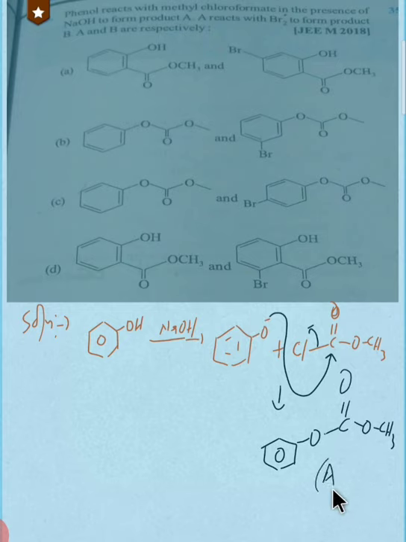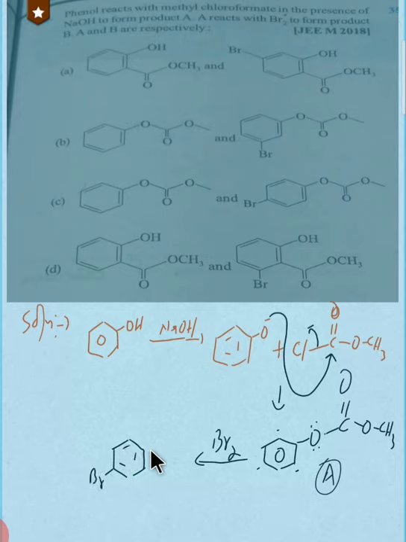This A is reacted with bromine to form product B, as given in the question. So bromination takes place. Since this oxygen has a lone pair of electrons, it will give electrons to the ortho and para positions. So the Br will be attached to the para position. That will be our major product. The minor product is not asked in the question, so we need to write the major product only.